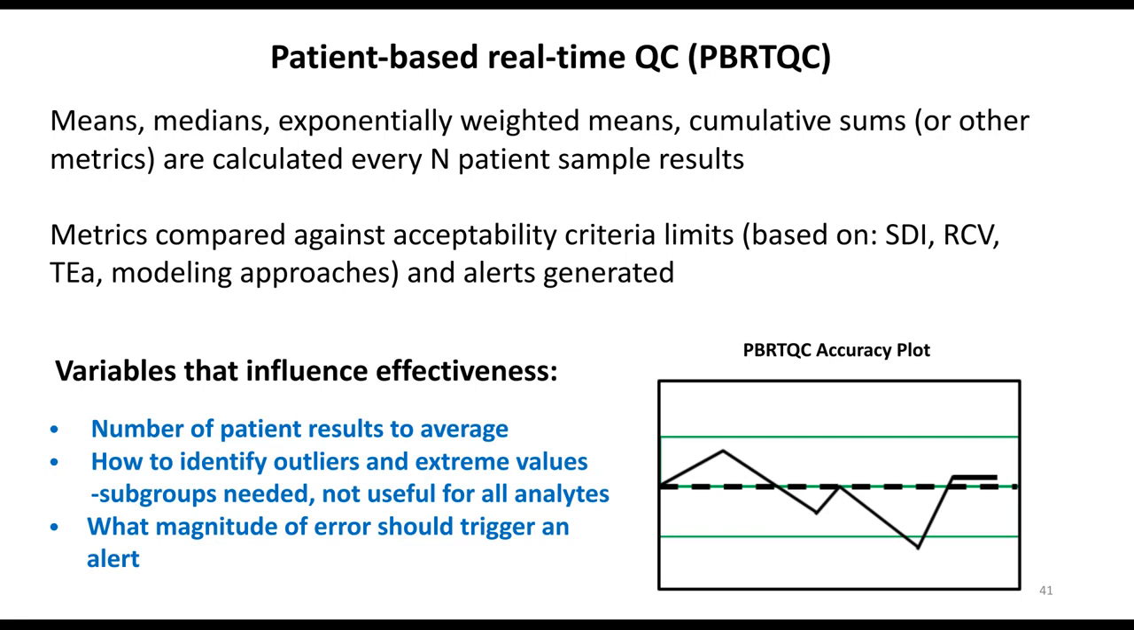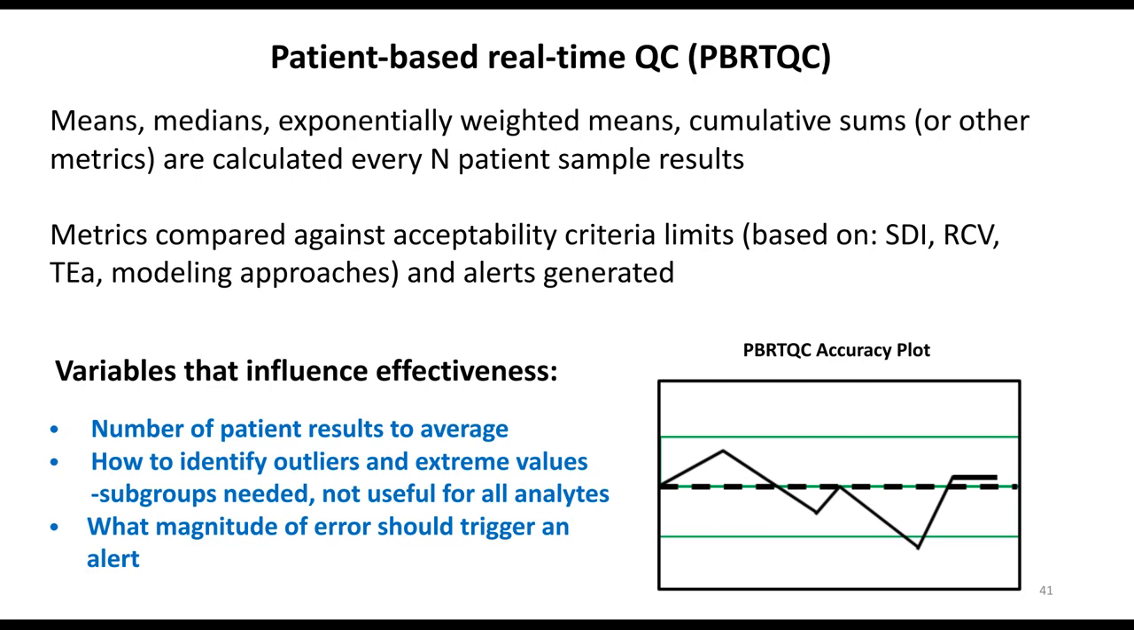Alerts are then generated if the patient results begin to fail acceptability criteria, which can indicate a problem with the measuring system. So this approach is very powerful and can be used to detect small changes in analytical performance that routine QC may miss. However, there are some variables that impact the effectiveness of the tool and need to be optimized.